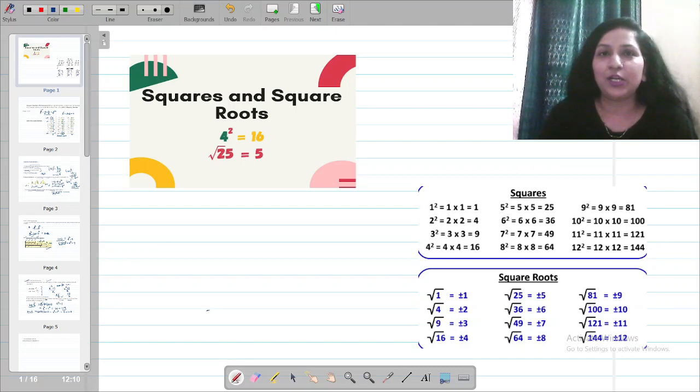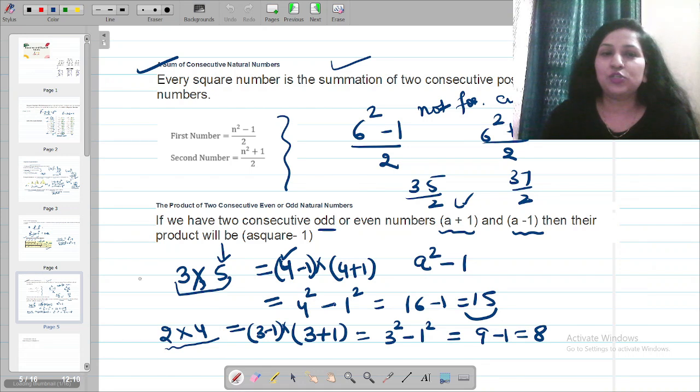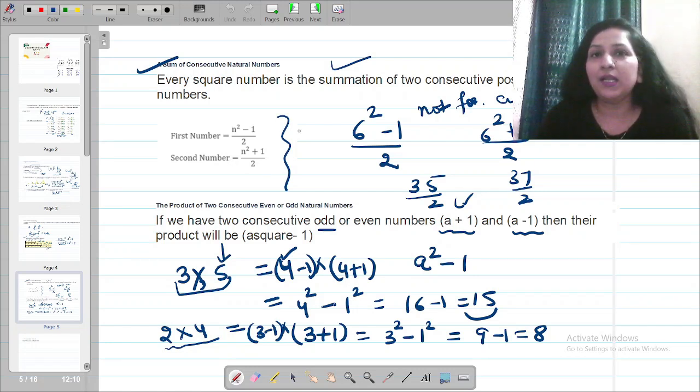Okay, so let's continue. In the previous session, we already understood all these properties of the square numbers. That means an odd square number can be written as the sum of two consecutive natural numbers, or the product of two consecutive odd and even natural numbers can also be determined using this property, the sum of two, the difference of two, and the square minus 1. If not, please go through that video.